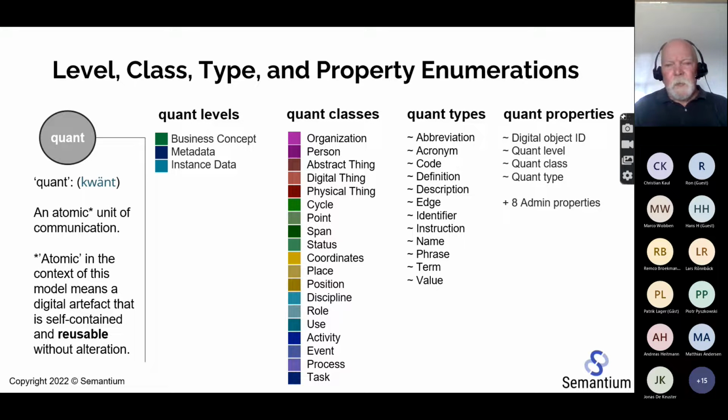So this is what the enums look like for quant levels, classes, and types. The property list on the right there is basically reflected in these three in the middle. So there's digital object ID, quant level, quant class, quant type. A quant is defined as an atomic unit of communication, excuse me, not information. Atomic simply means that it's reusable as it is.